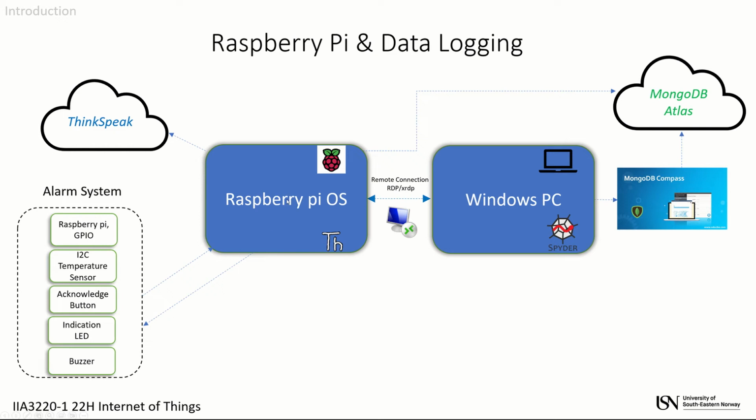Then we will be storing our temperature sensor data to ThingSpeak and into MongoDB, which is a database that allows us to store data in the form of collections and documents. We are accessing our Raspberry Pi operating system through our Windows PC over a remote connection, RDP or XRDP in Raspberry Pi. And all this alarm system is programmed in Python script using Thonny Python.